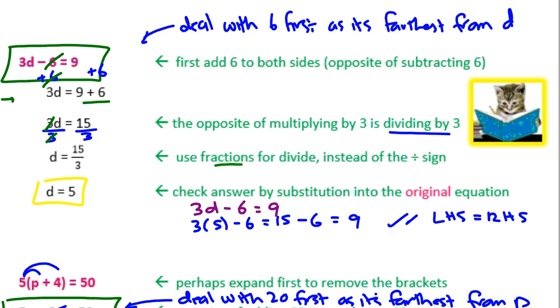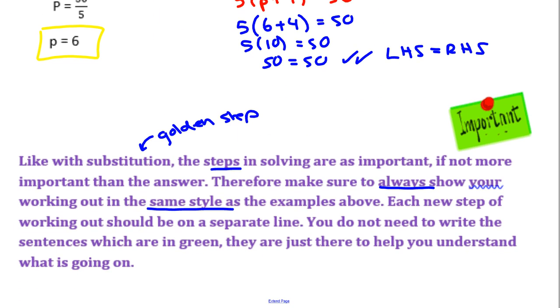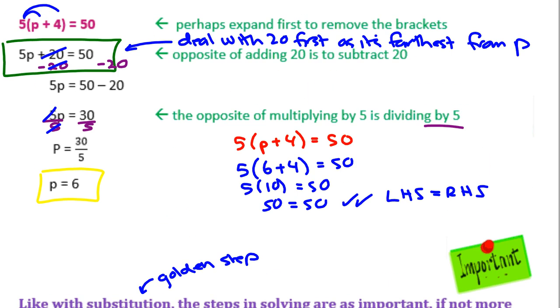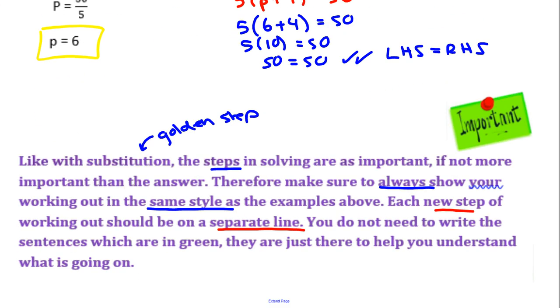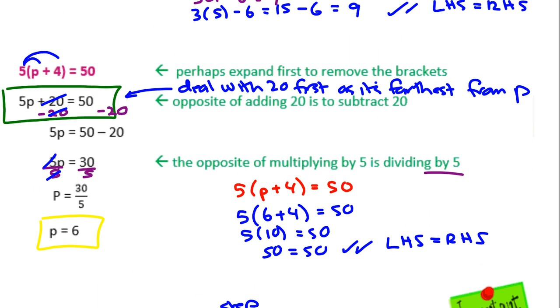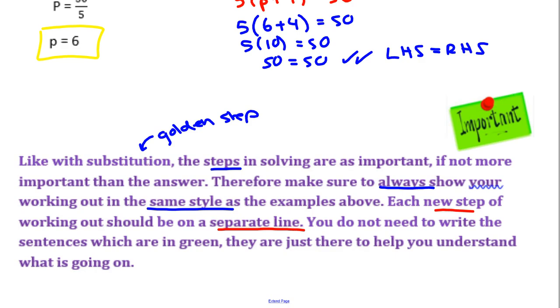Each new step of working out should be on a separate line. So see how I arranged it all vertically? I didn't write the steps all next to each other horizontally. One underneath the other is really important. You do not need to write the sentences in green. So see how I wrote sentences in green? That's just to help you understand what was happening. You do not need to write the sentences in green. They're just there to help you understand what is going on.